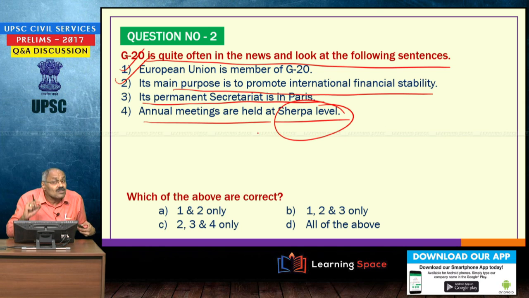If I am not wrong, the Sherpa from the Indian perspective is Arvind Panagariya, right. Sherpa means he represents on behalf of the prime minister in the normal meetings, and the annual meeting is attended by the prime minister. So, these two are wrong. So, 1 and 2 correct.